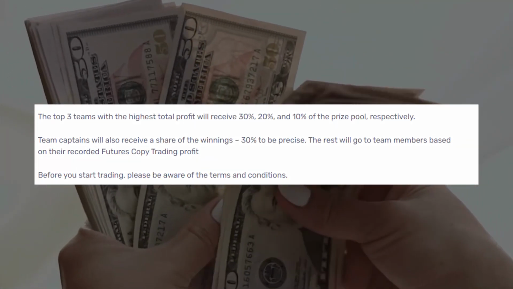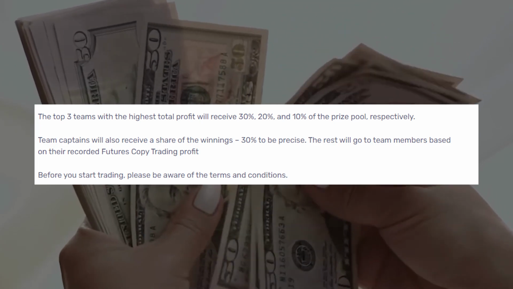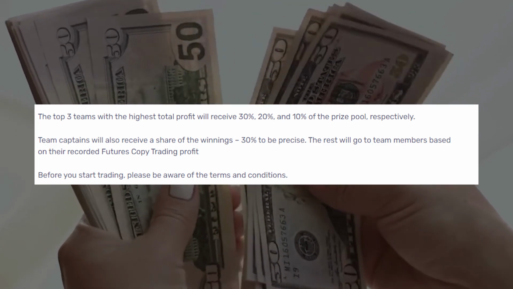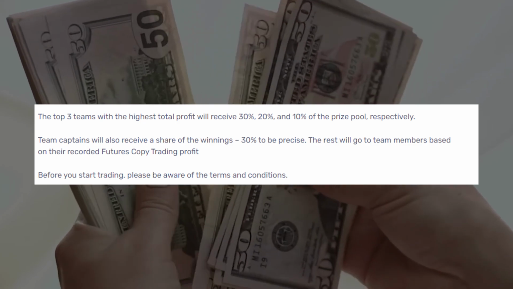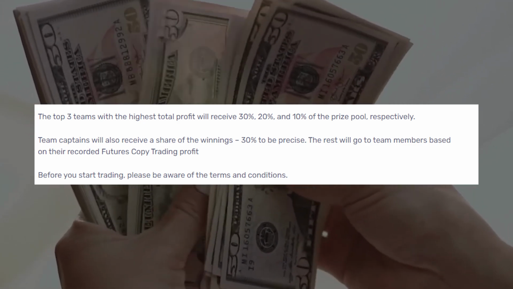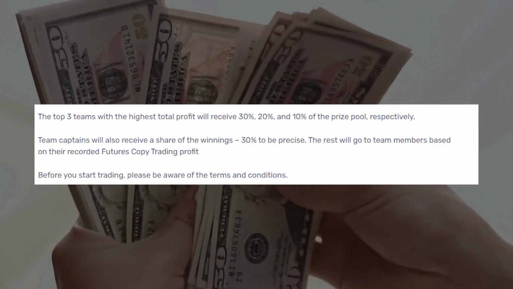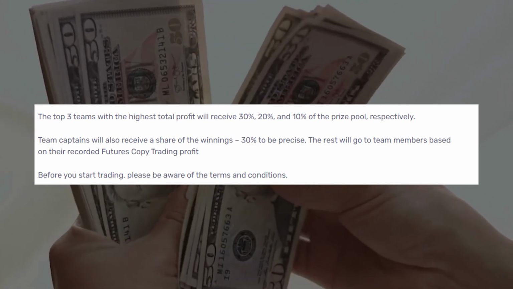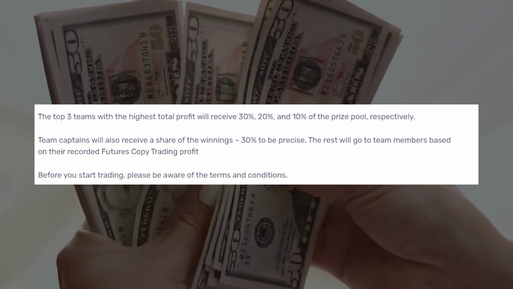The top 3 teams with the highest total profit will receive 30%, 20%, and 10% of the prize pool, respectively. Team captains will also receive a share of the winnings, 30% to be precise. The rest will go to team members based on their recorded futures copy trading profit. Before you start trading, please be aware of the terms and conditions.